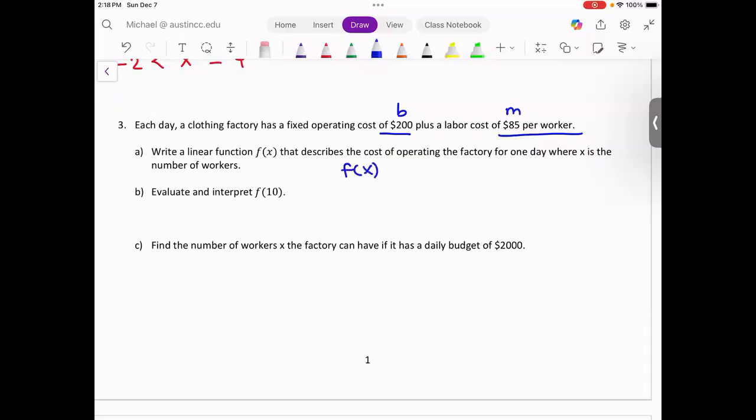So if f of x is mx plus b, it is going to be 85x plus 200. To evaluate f of 10, we'll plug that in. And we get 1050. So what does that mean? For an input of 10 workers, we have an output of a cost of $1,050. So if there are 10 workers, it costs $1,050 to operate the factory for one day.